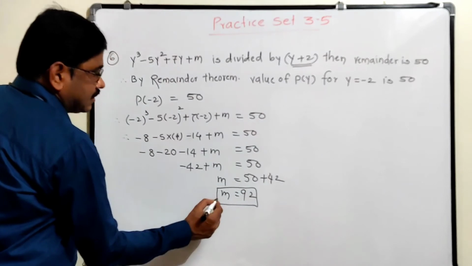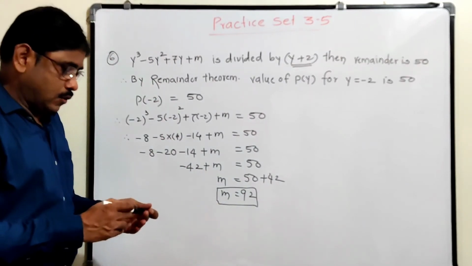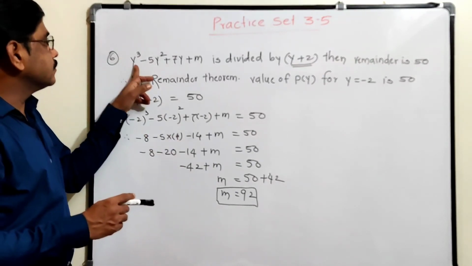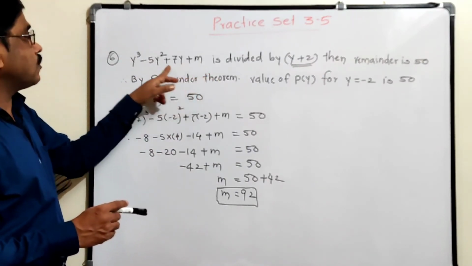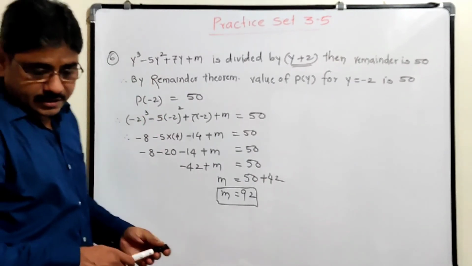What is the value of m? 92. So in this way we can find the value of any constant or coefficient using this remainder theorem.